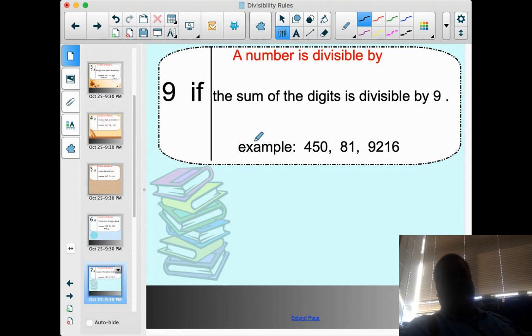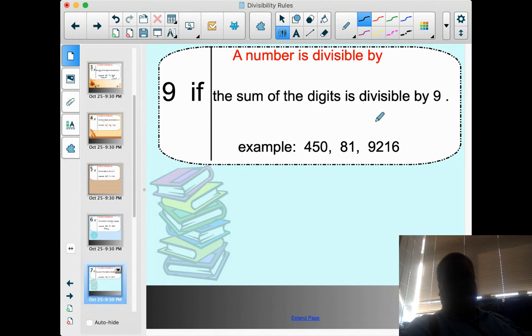We're going to look at 9. 9 is very similar to the rule for 3. So a number is divisible by 9 if the sum of the digits is divisible by 9. So again, we're adding up the digits, but this time, instead of our number needing to be divisible by 3, it needs to be divisible by 9. Okay, so if I do this, 4 plus 5 plus 0 is 9, and 9 is divisible by 9. Okay, 8 plus 1 is 9, which is divisible by 9.